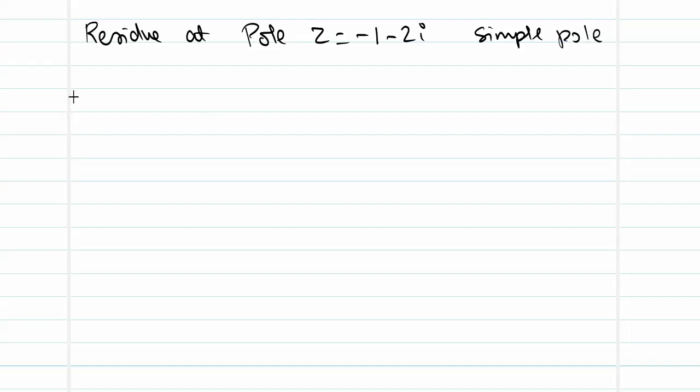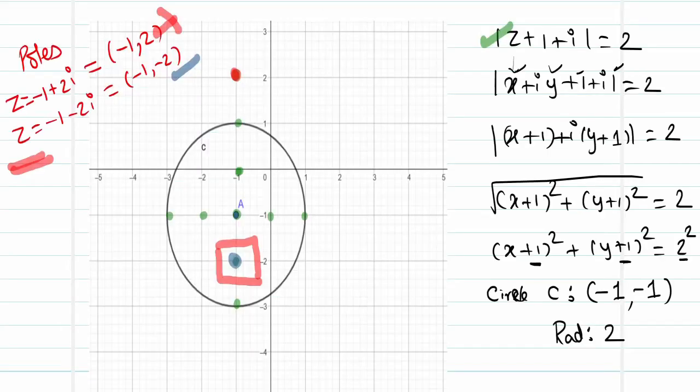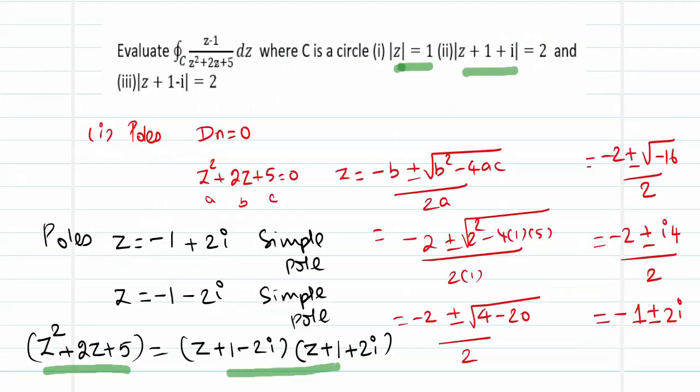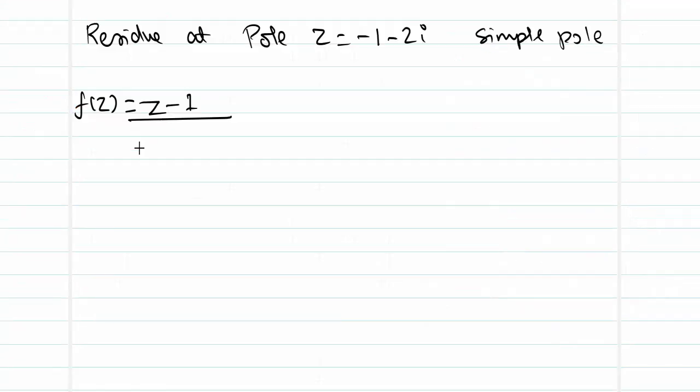Now we will first copy paste our function f of z, which is given by z minus 1 divided by what we have done to the denominator. The denominator has now been transformed into a product of the factors in terms of the pole. So I will copy paste this as z minus 1 plus 2i into z minus 1 minus 2i. This is my function. Now I need to find the residue. So the next thing we need to do is recollect the formula for the residue at a simple pole.